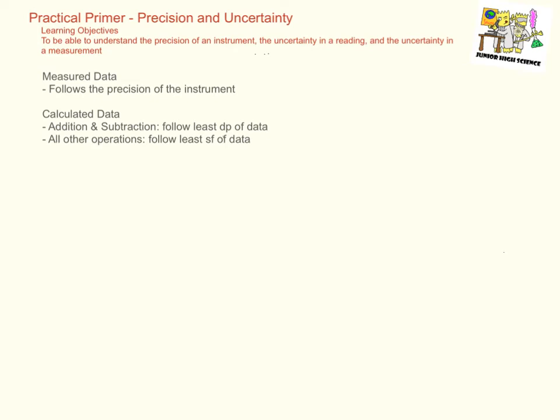Hi everyone. So now I'm going to talk about the difference between precision and uncertainty. Let's start with precision. Precision is referring to the precision of the instrument.